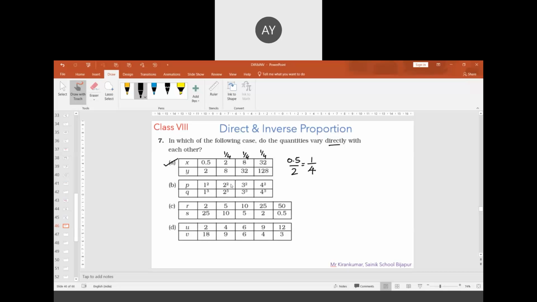4 by 8, 4 by 8, so 1 by 2. This is 1 by 2, this is 1 by 2. So in these three cases, it is not directly proportional. Only option number A is directly proportional.